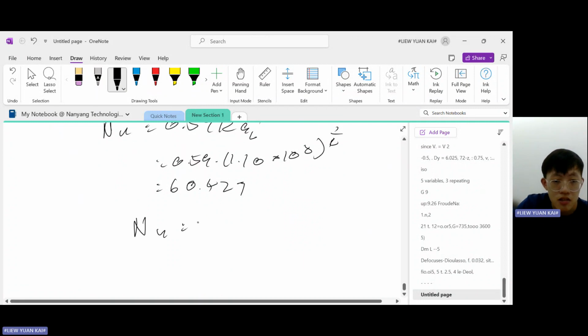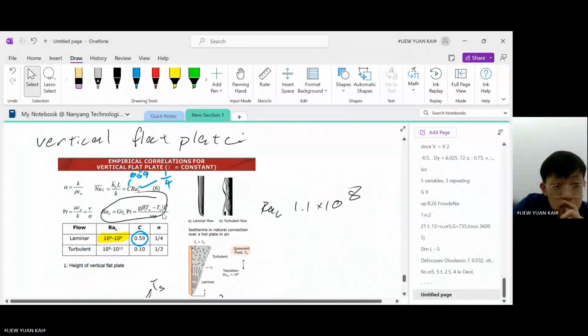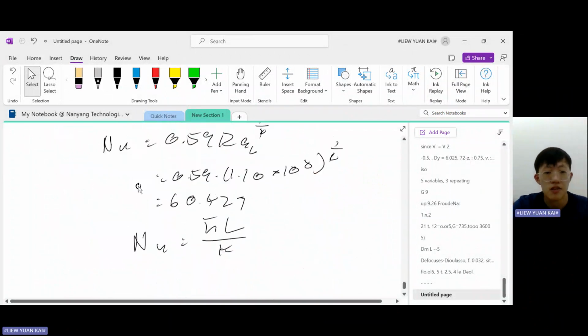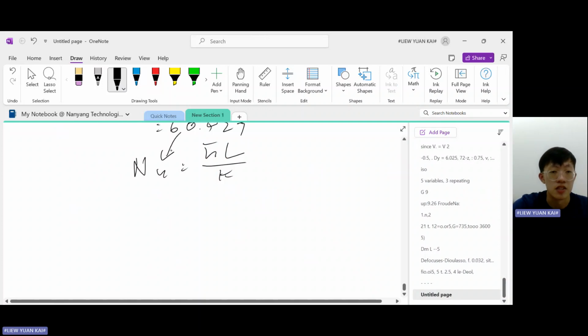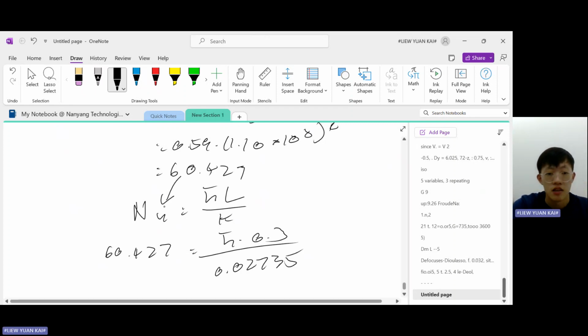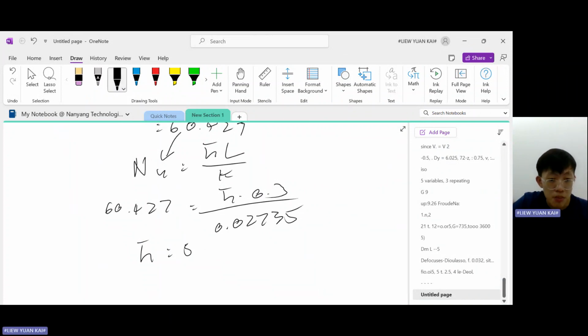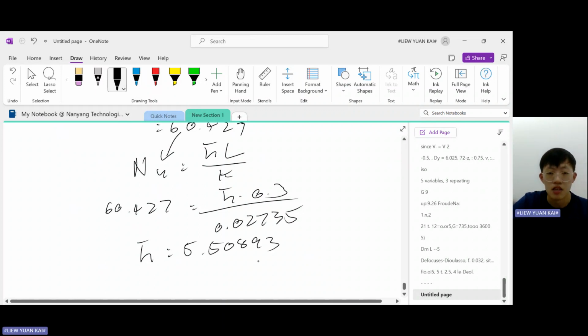And after that, always remember, once you have the Nusselt number, you can find your h using this formula: Nu is equal to hL over k. Plug in your Nusselt number: 60.427 equals the unknown h, times 0.3, divided by k, which I got from the property table. Then you find out what h is. So your h will be calculated out to be 5.50893. Okay, so this is your h.